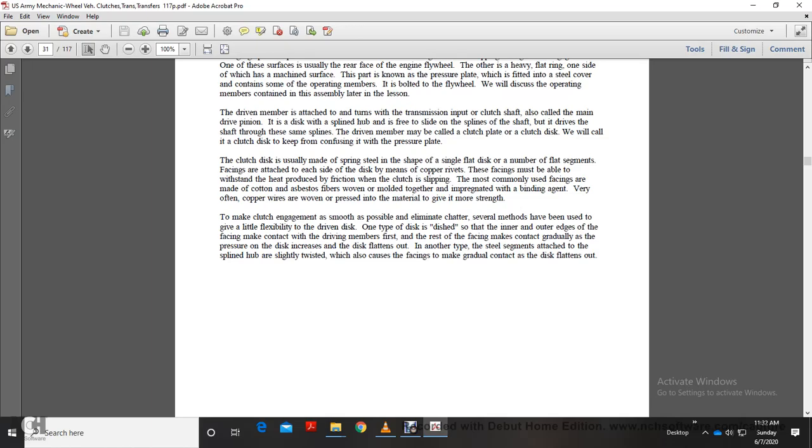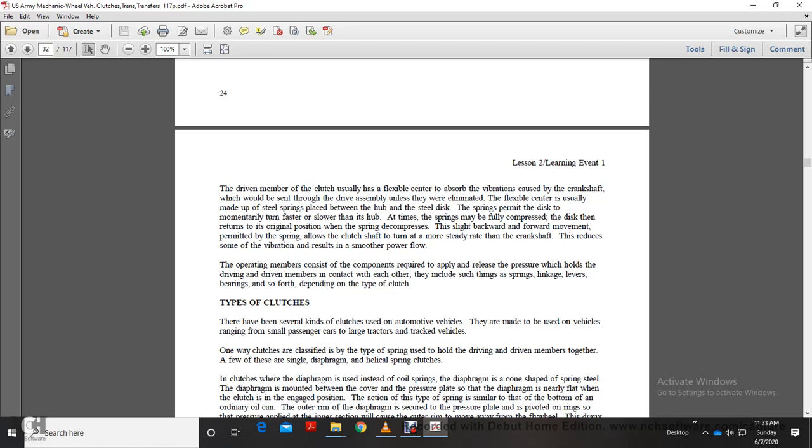To make clutch engagement as smooth as possible, several methods have been used to give a little flexibility to the driven disc. One type of disc has the inner and outer edges of the facing cut so that contact with the driving members is made gradually as the pressure on the disc increases and the disc flattens out. The other type has segments attached to the splined hub and slightly twisted, which gives the facing gradual contact as the disc flattens out.